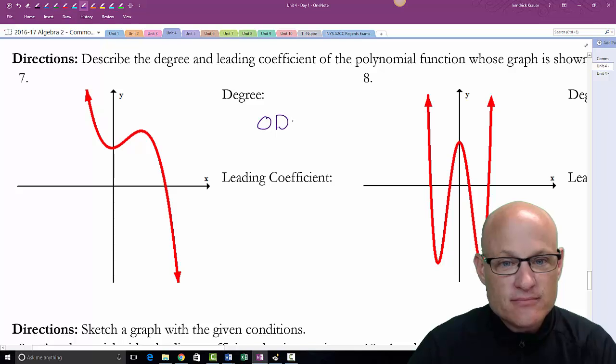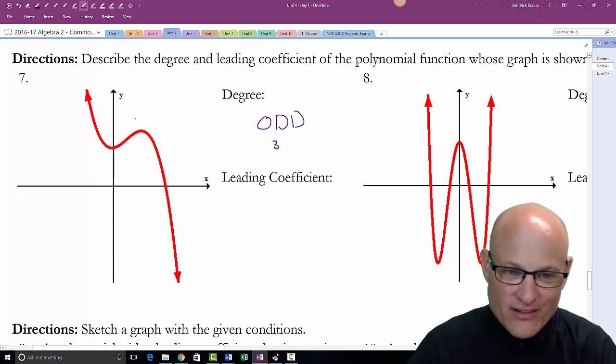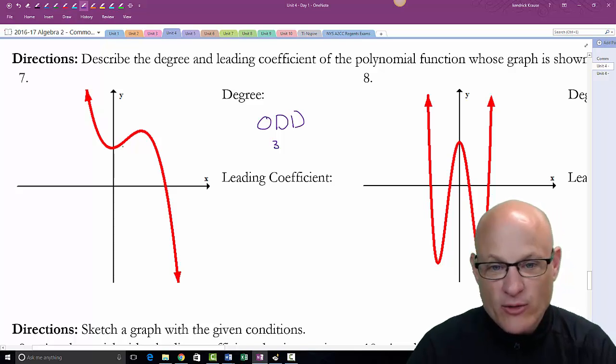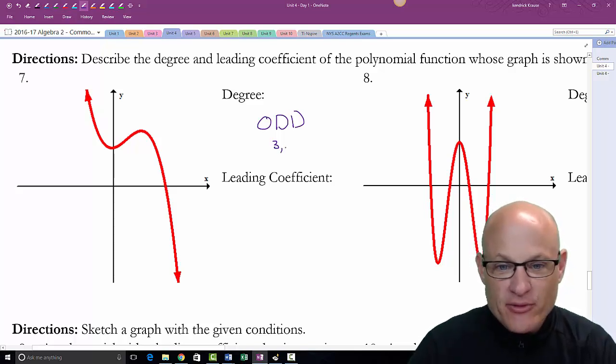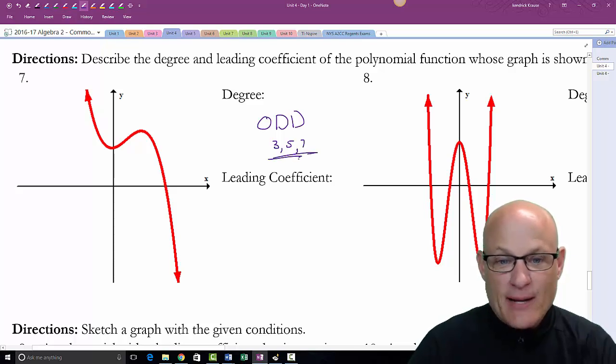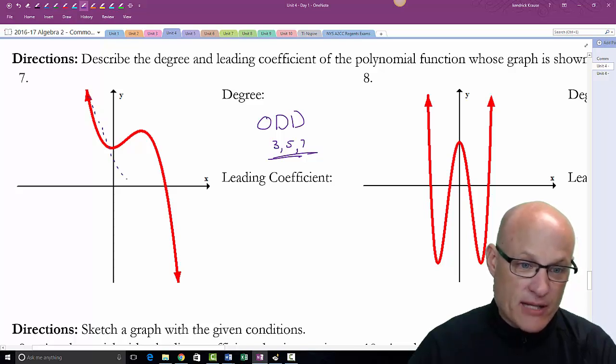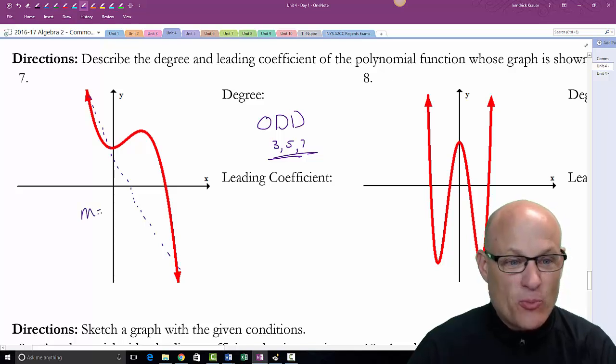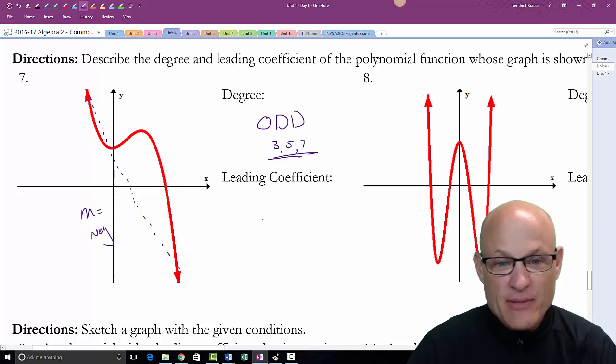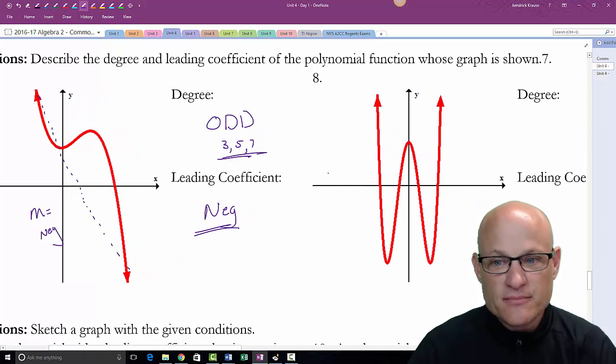All right, so since this one goes in opposite directions, the degree is odd. It's got to be a 3. It can't be a 1 because it's got some relative mins and maxes. A 1 would be linear, so it's got to be a 3, a 5, a 7, something like that, because it goes in opposite directions. Now, I like to draw a line in between these arrows because it's like a linear function. And isn't this slope negative? That means my leading coefficient is going to be negative.